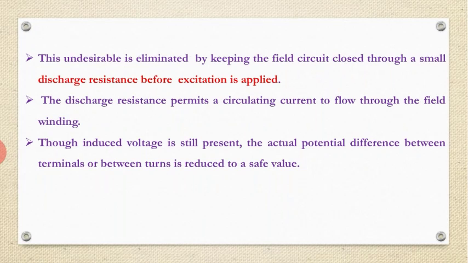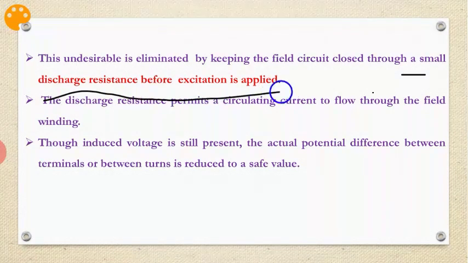So hence it is undesirable. What is undesirable is eliminating this voltage generation in the field winding. So what we have to do here is introduce a small resistance to overcome this problem: a small discharge resistance before excitation is applied. When thousands of volts are available in the field winding and you are applying excitation, it is not allowed.